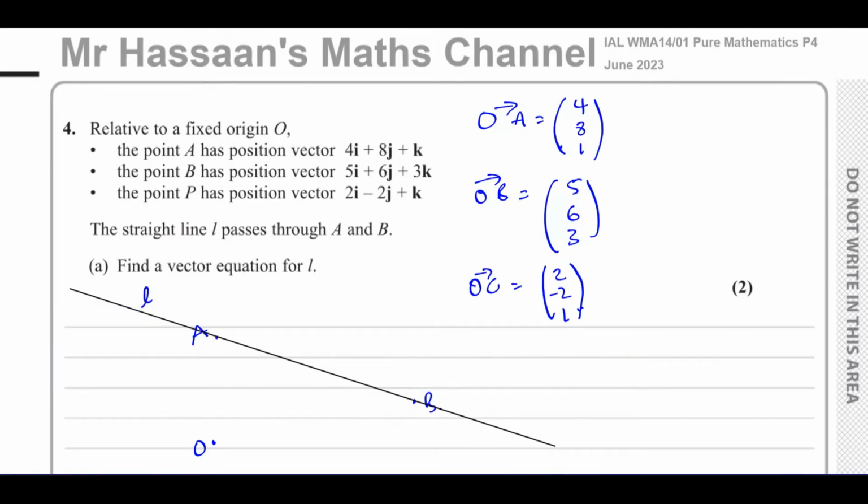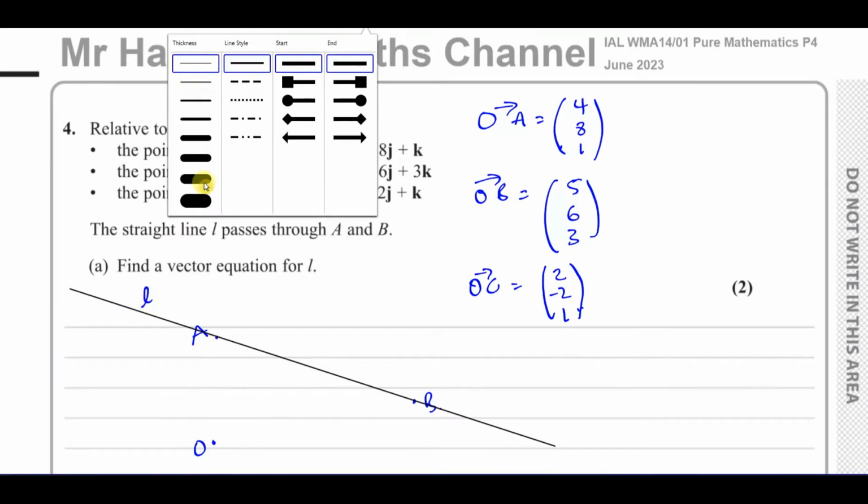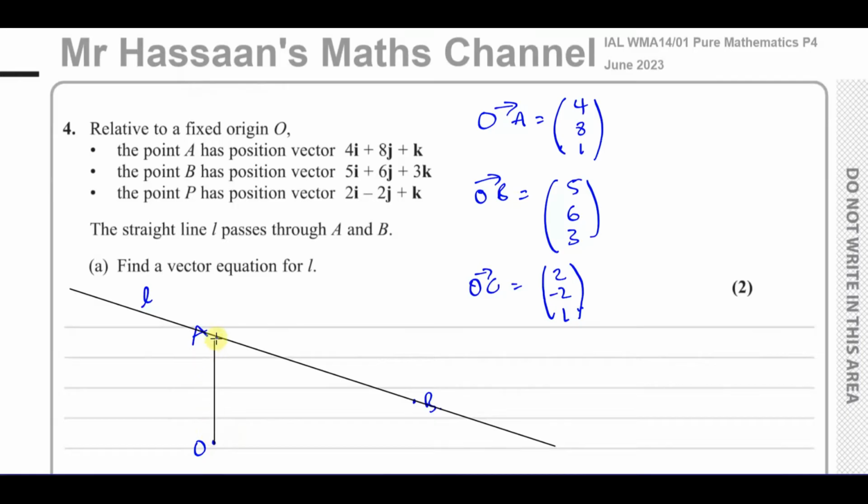We have the vector that takes us from O to A. That's the position vector of A. And we have the vector that takes us from O to B. That's the position vector of B. So this is the vector from O to A, and this is the vector from O to B. O to A is 4, 8, 1, and O to B is 5, 6, 3. What we need to find is the vector equation for L.